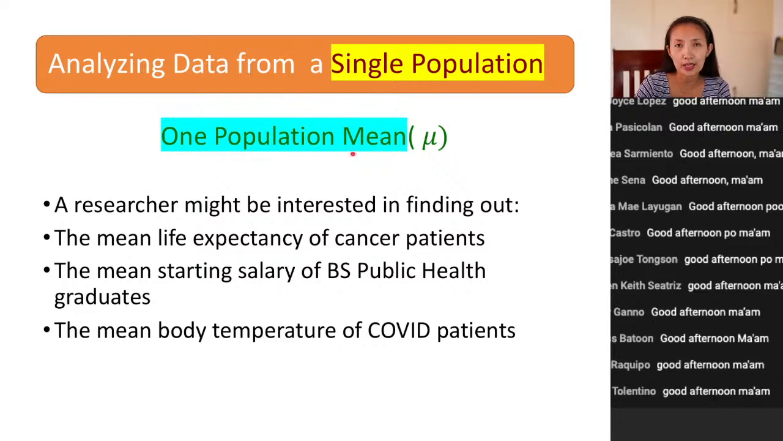One population mean. Examples of studies or researches under this would be the following. If you are interested in finding the mean life expectancy of cancer patients, the mean starting salary of US public health graduates, the mean body temperature of COVID patients. So we're talking of just one group, gaya nito. Cancer patients lang. And what parameter is the researcher interested in? They are estimating the mean life expectancy. Mean. Next, number two, only BS public health graduates, and the parameter, mean. Next, only COVID patients, mean. So, one population, mean. What are the different statistical tests that we can make use of?